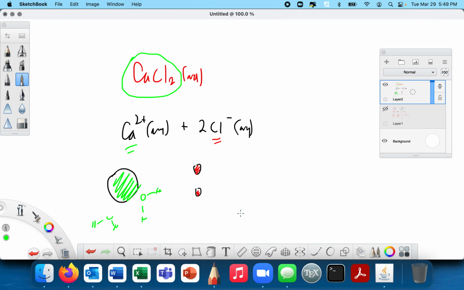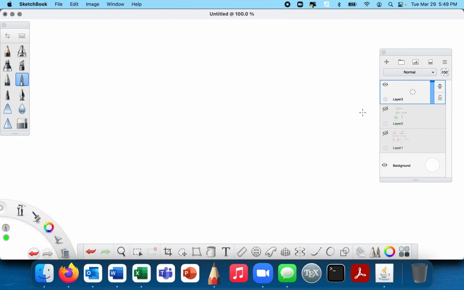Let's come back over here. Let's make a new layer. I'm going to predict every time. I don't want to guess, right? Let's go with red. Let's go with black.